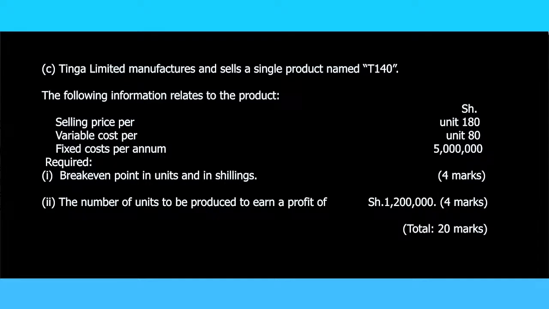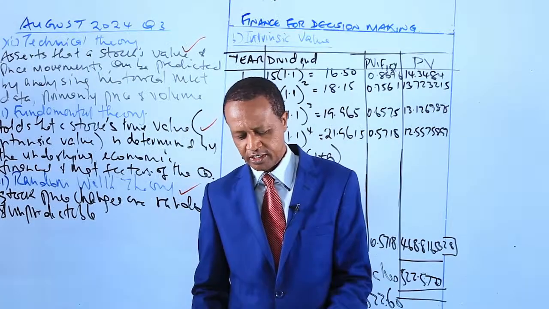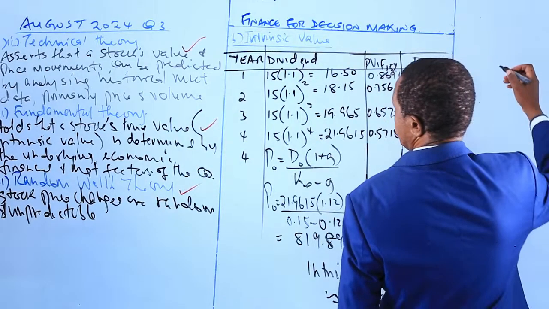Selling price per unit is 180. Variable cost per unit is 80 shillings. Fixed cost per annum 5 million. Required: one, break-even point in shillings and in units. Two, the number of units to be produced to earn a profit of 1.2 million. That is the question. We need to calculate, first of all, the break-even point in units, then the break-even point in shillings. So this is part C.